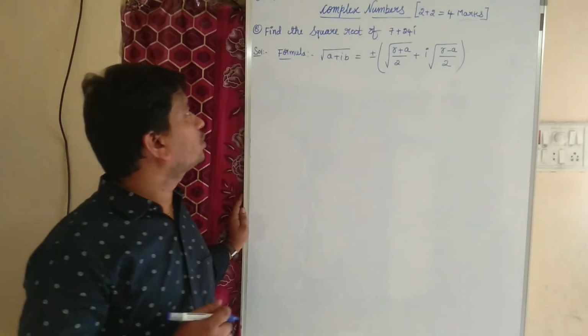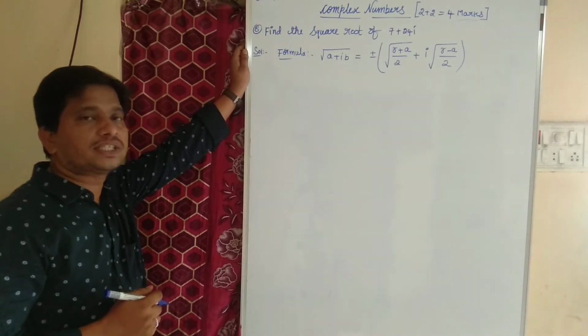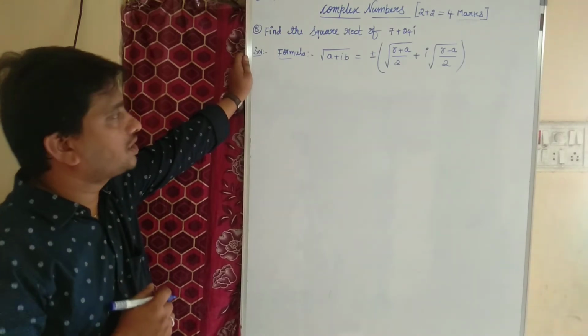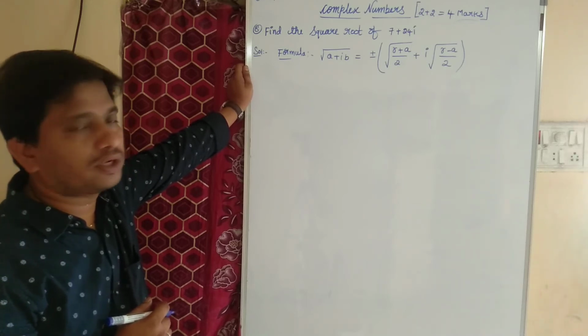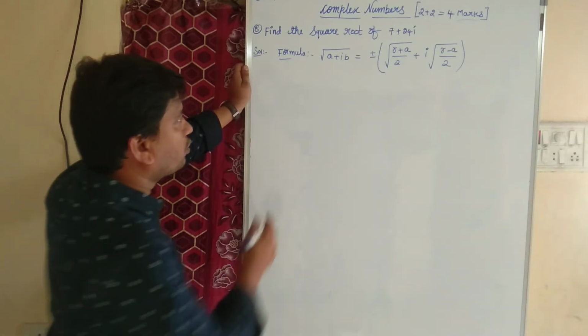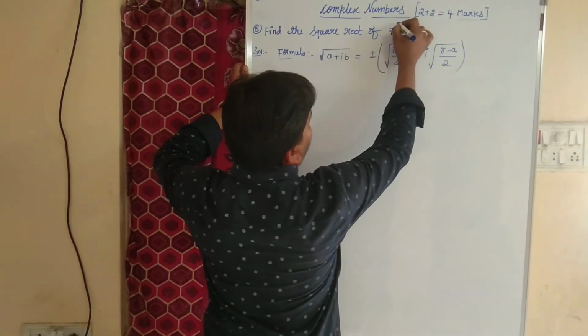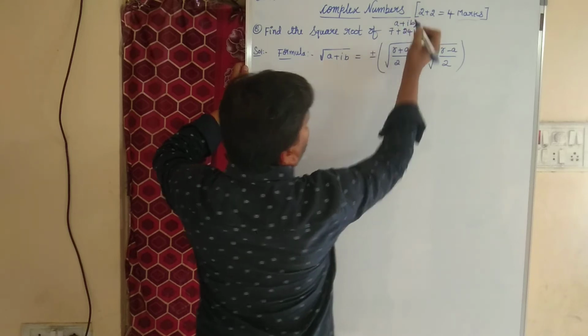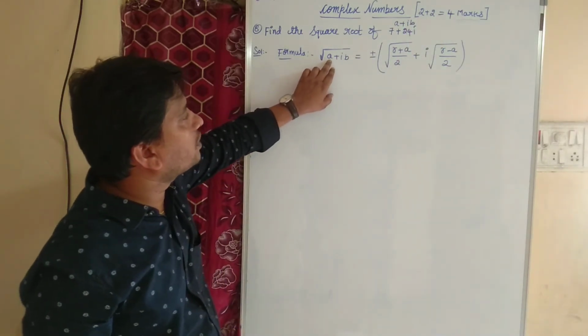Now coming to question number 8, find the square root of 7 plus 24i. So children, this is the most important question. We need to find the square root of 7 plus 24i. So the given complex number is in the form of a plus ib. What is the formula of the square root of a plus ib?